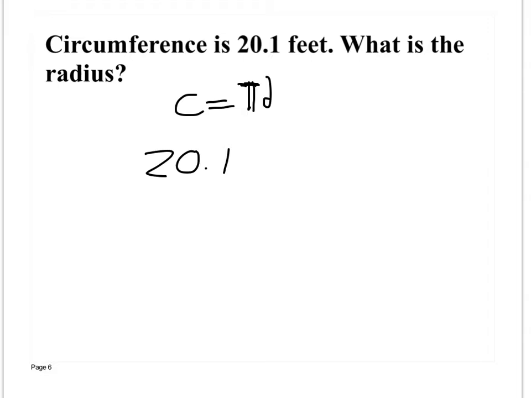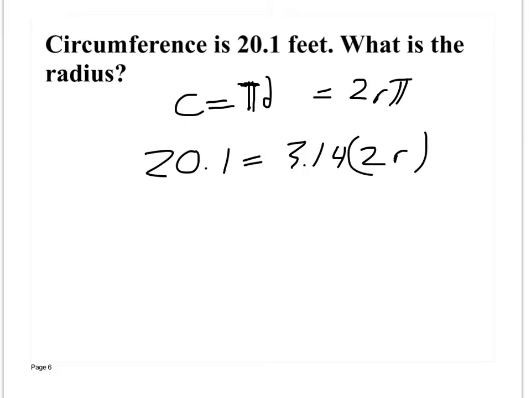Circumference is 20.1. Pi, okay, is 3.14. And it's asking for diameter. So I've got to change, or it's asking for radius. So I've got to change diameter into 2r, right? So I've got to take my radius times 2. But I don't know what my radius is. So the next step I do is I take 3.14 and I times it with 2. I get that out of there. So 6.28 times the radius would give me 20.1. I need to figure out what my radius is.